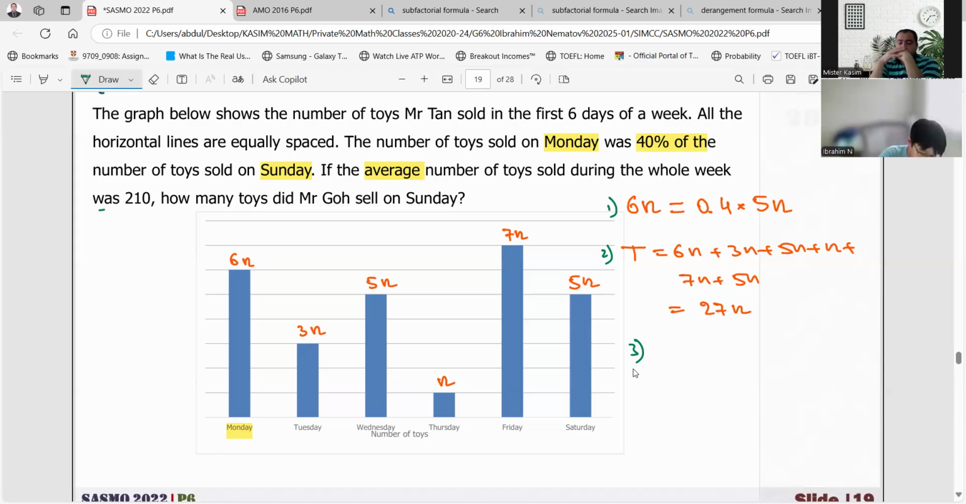Oh, I got 525. 525, right? Yeah, that's it. Is that the right answer? Oh, yeah, that's correct. So this one is 2N.